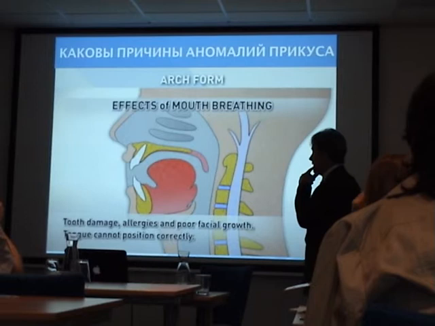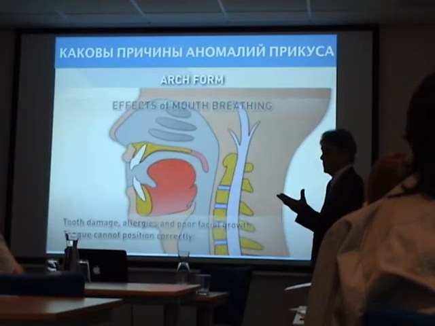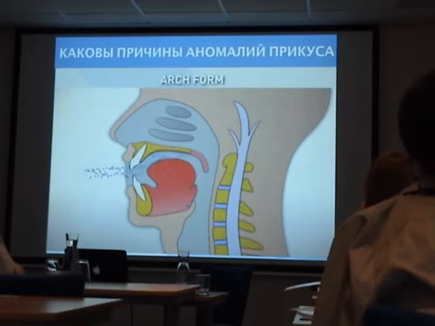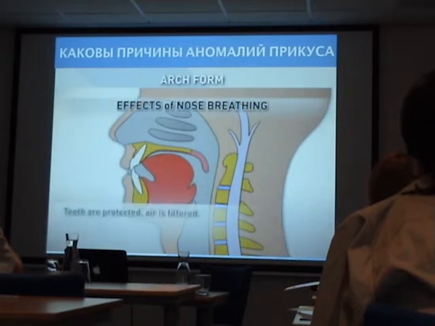And the most significant tongue dysfunction is caused by mouth breathing. If you breathe through your mouth, you can't get the tongue up in the maxilla, and so you get this lack of lateral and anterior development of the maxilla.